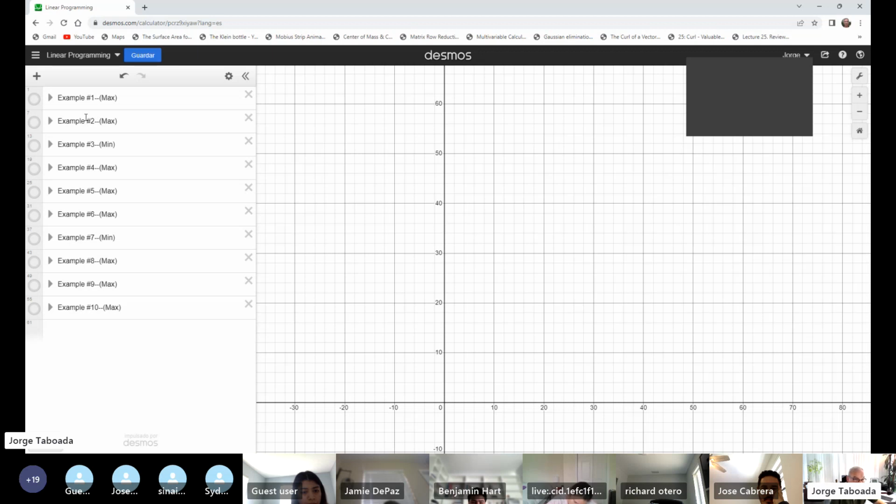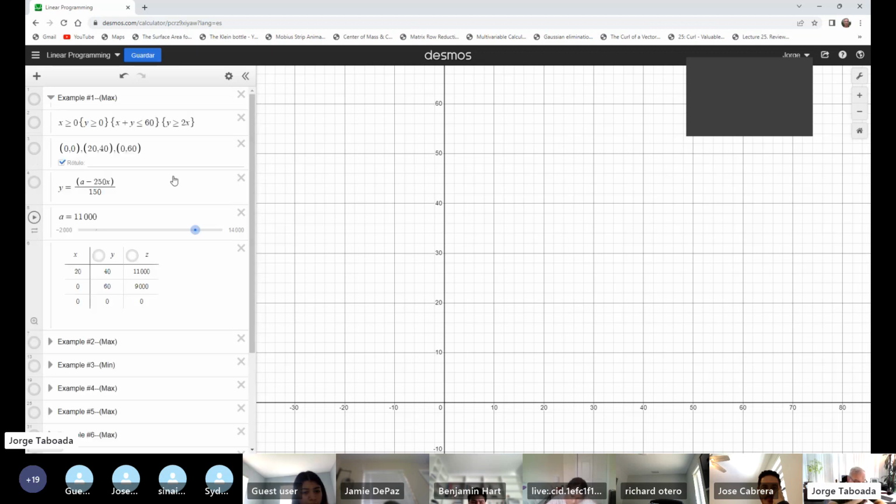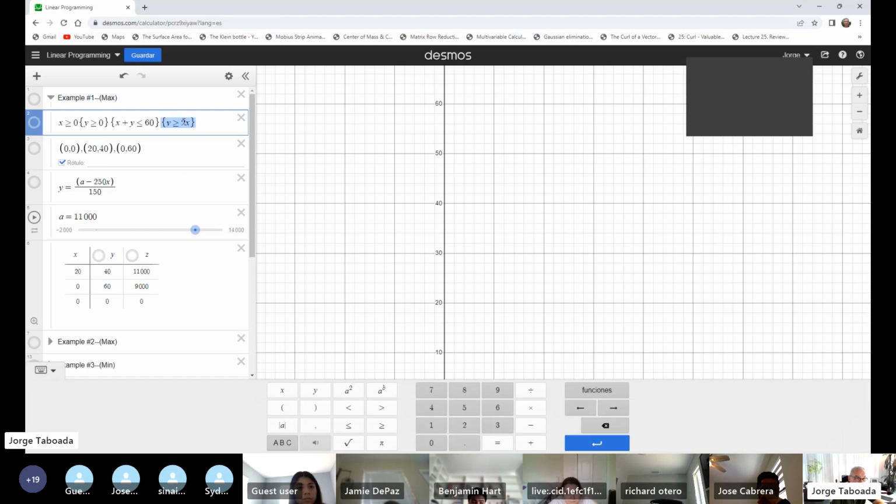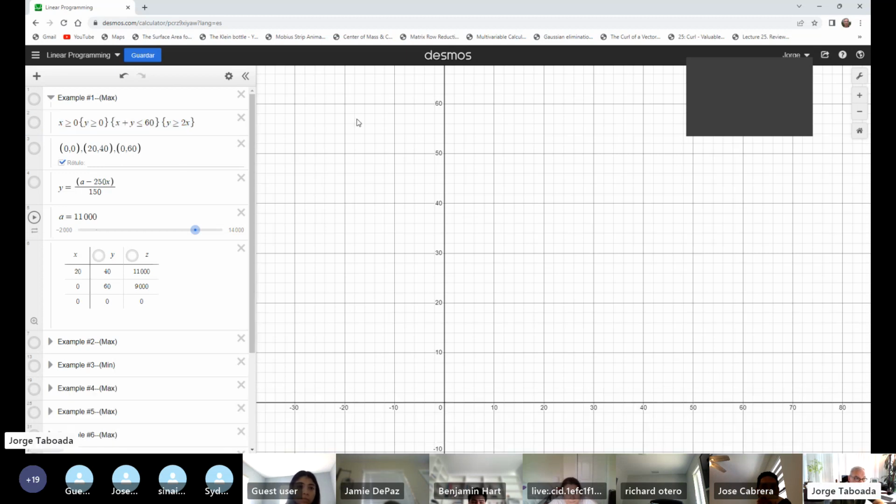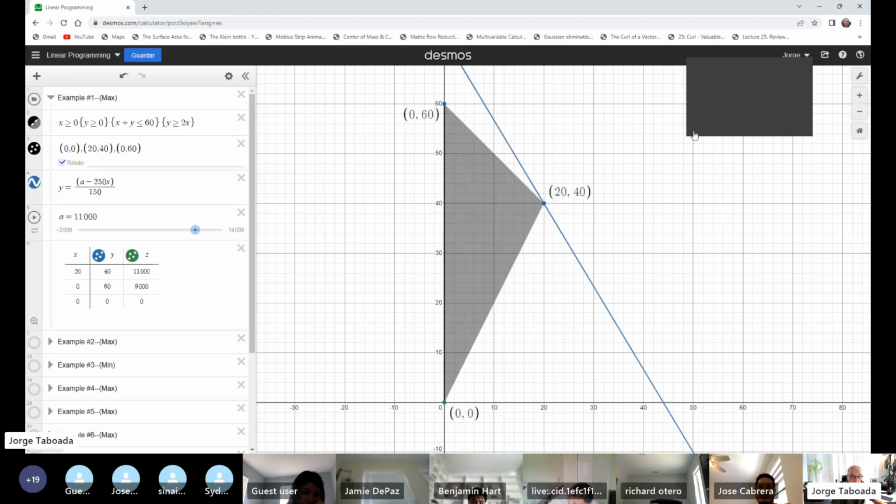Look, let me open example 1. Example 1, you can copy in your notebook. The constraints is this system of inequality. It's easy: x greater than or equal 0, y greater than or equal 0, x plus y less than or equal 60, and y greater than or equal to x. And you type in this inequality by inequality, separated by curly bracket, because you remember very well that curly bracket means and.